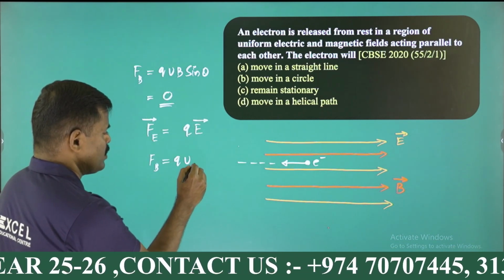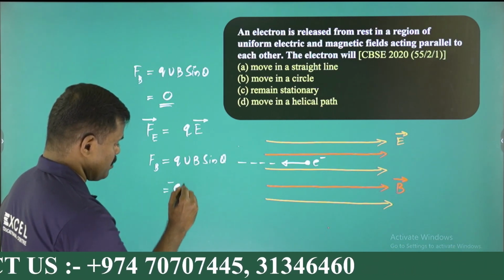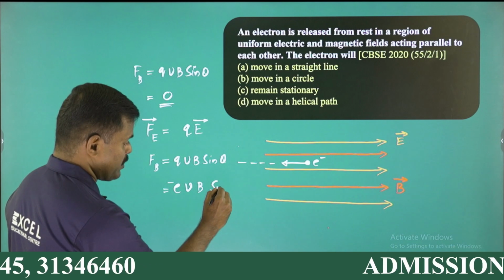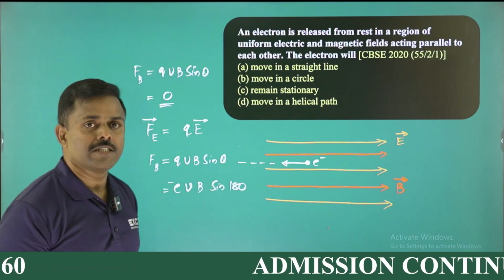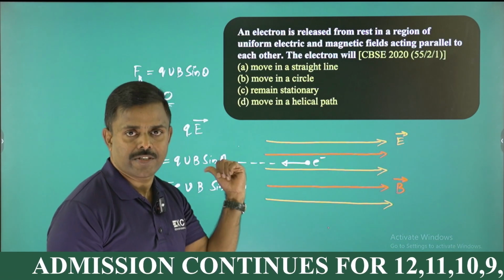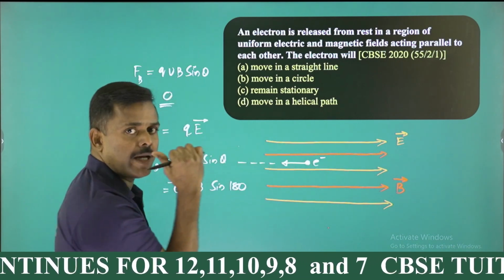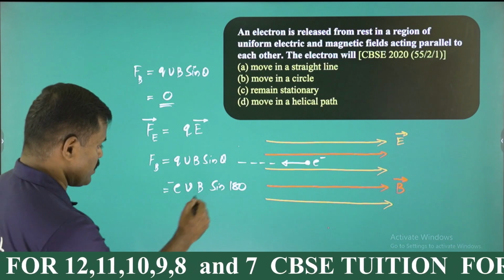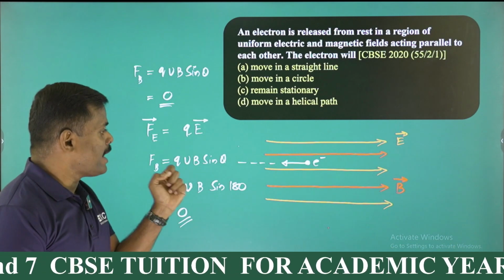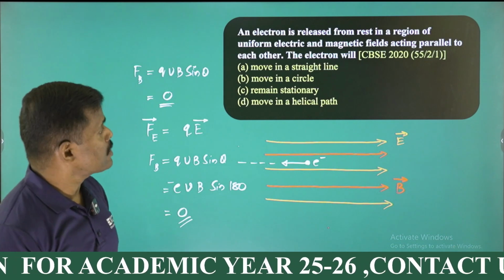What is the magnetic force now? QVB sine theta. That is equal to the charge of the electron, minus e, velocity v, magnetic field B, sine of theta, where theta is 180. Why is it 180? Because I've drawn the magnetic field to the right and the particle moves to the left. They are in opposite directions, right? Anti-parallel. This electron is moving anti-parallel to the magnetic field. So theta is 180. Sine 180 is what? 0. So in short, only the electric field plays a role here in the movement of the electron. And it causes what motion? Straight line motion.